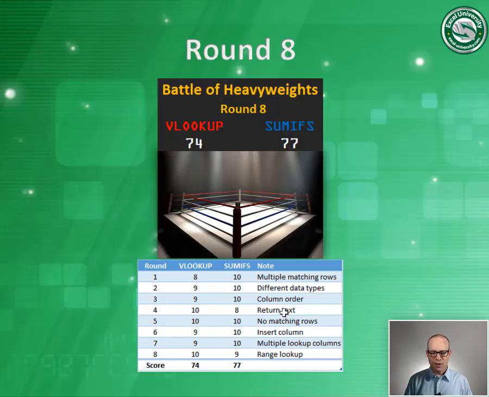Let's go ahead and check the scoreboard here. There we go. So at the end of 8 rounds, we have VLOOKUP 74, SUMIFS 77, and we will see in the next video where we're gonna do our final analysis, all right?